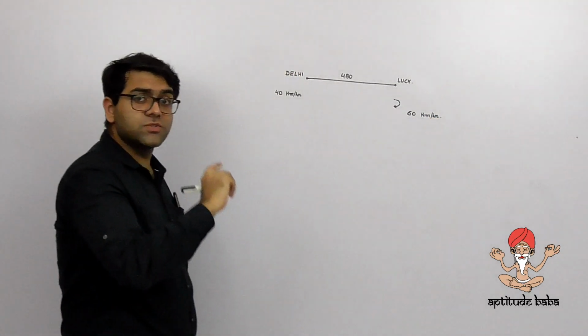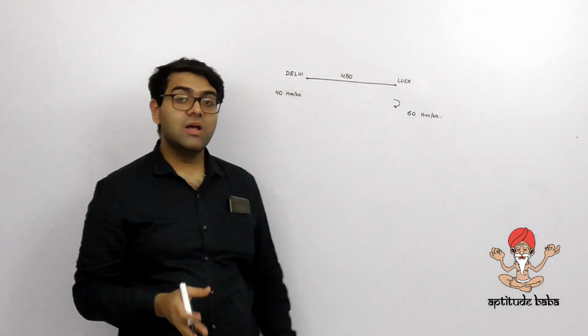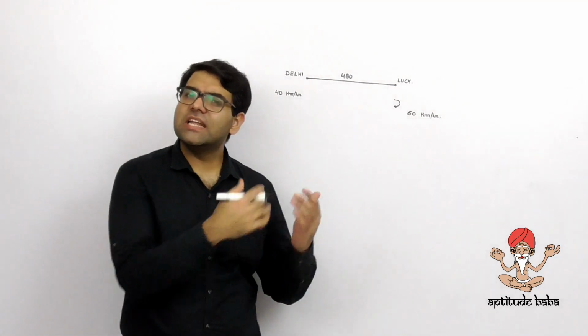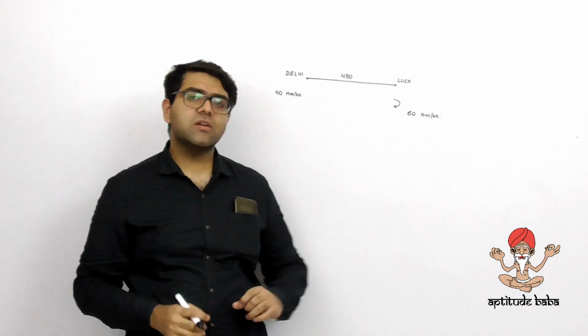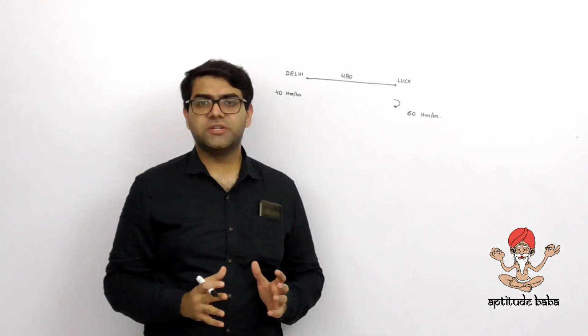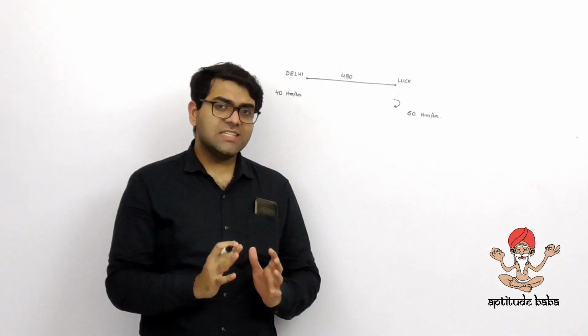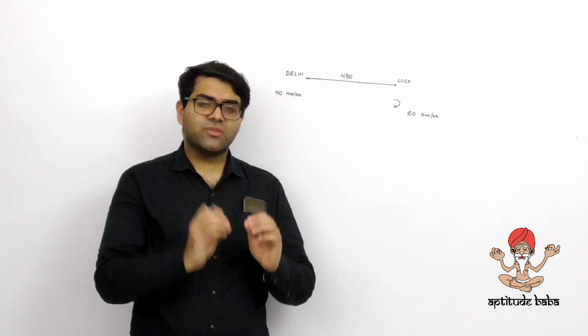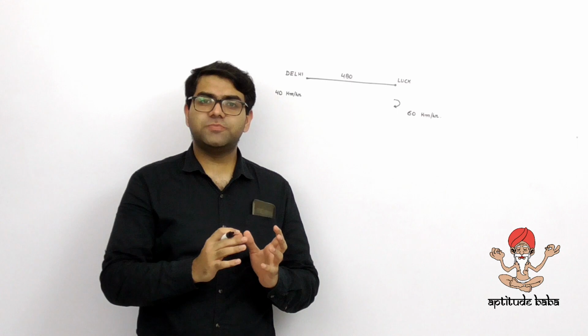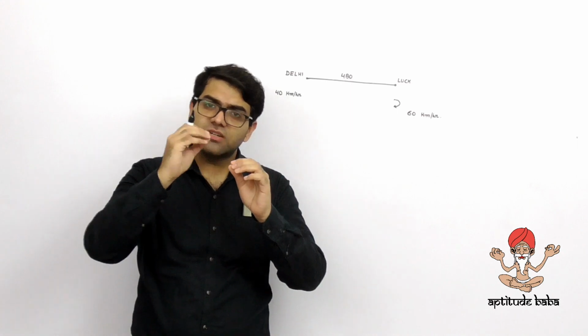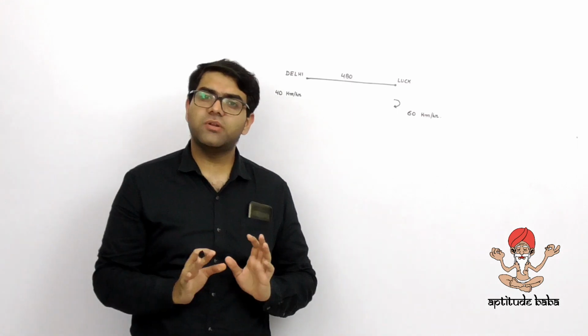If he was going from Delhi to Lucknow at 40 kilometers per hour and he is coming back from Lucknow to Delhi at 60 kilometers per hour, what will be his average speed? Let us understand this question or this example from the fundamentals of average speed. Average speed is fundamentally defined as the total distance traveled by the total time taken.